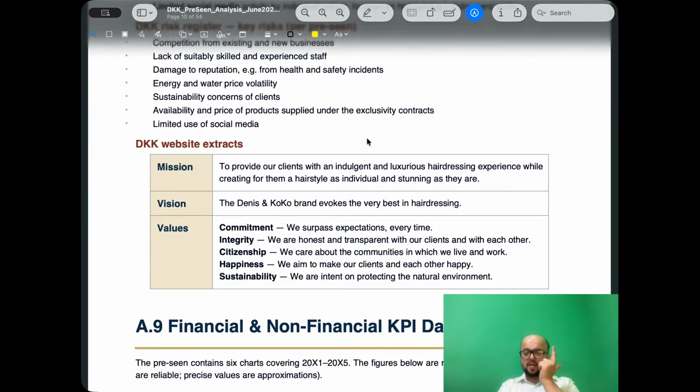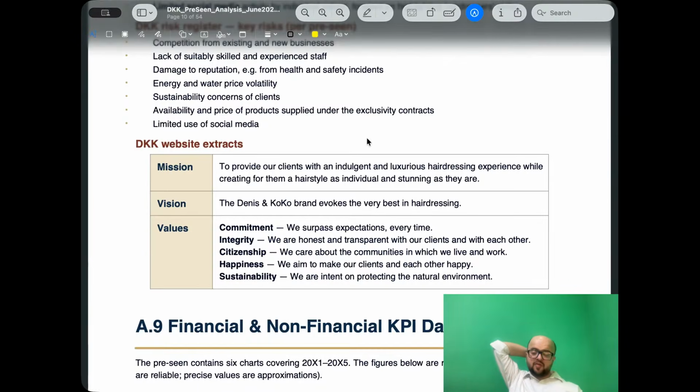Indulgent and luxurious hairdressing experience. Okay, first part, creating hairstyle as individual and stunning, which basically means customized hairstyles they are creating. So they are working on that. Then the Dennis and Coco brand evokes the very best in hairdressing. This is where they visualize themselves.